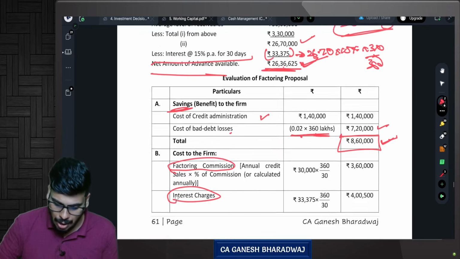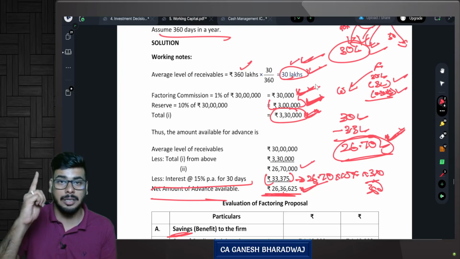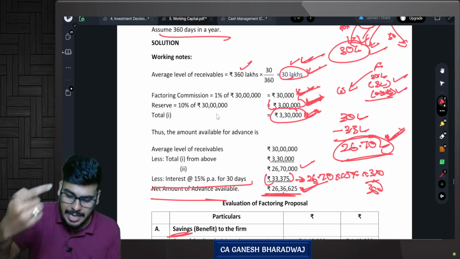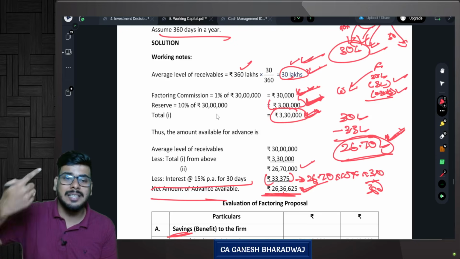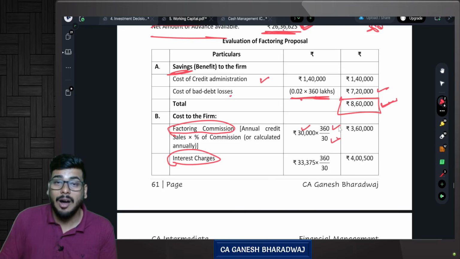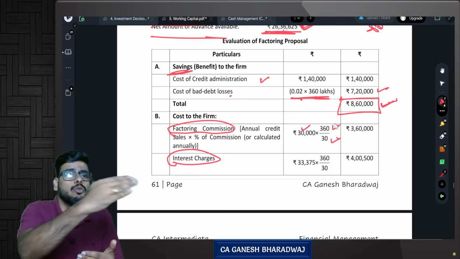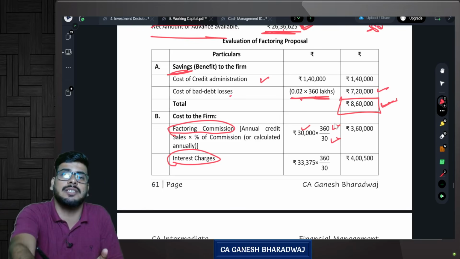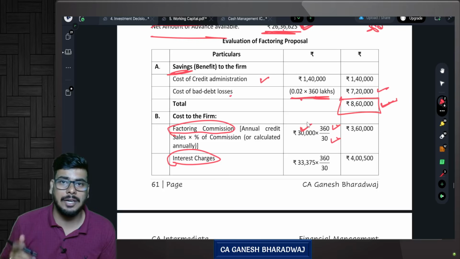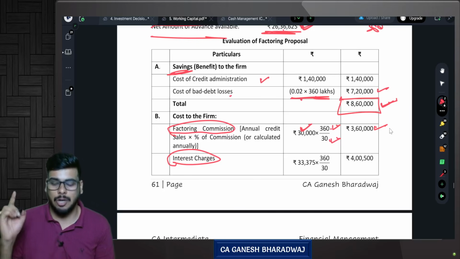Now factoring commission, how much is it? Commission is 30,000 rupees. But remember, this 30,000 rupees pertains to one cycle of 30 days. In a year, they keep on doing it. So basically 30,000 rupees is for 30 days. How much is it for 360 days? Because the moment 30 days gets over, again this company will go to a factor, the new debtor will come, and for them the next 30 days they will fund. Like this, it keeps on moving. So technically throughout the year they will be funded by this factor. 30,000 upon 30 into 360. Annually the factoring commission is how much?